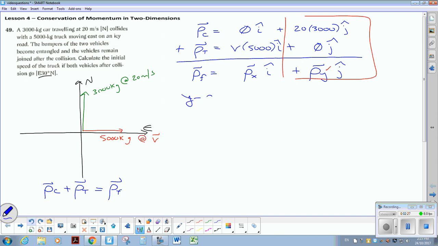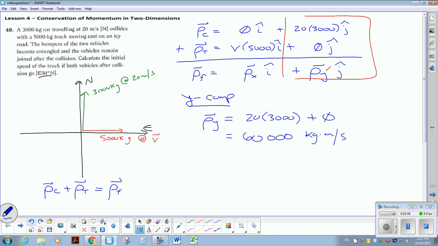If we look at our y component, momentum in the y equals 20 times 3,000. I'll put plus 0 in for emphasis because I'm adding up that column, but not really necessary. So we know the momentum in the y component is 60,000 kilogram meters per second. So there's my y component. So I know py. Now, when I look at the question, I know that after the vehicles collide, they're heading east 30 degrees north, so they're heading in that direction.